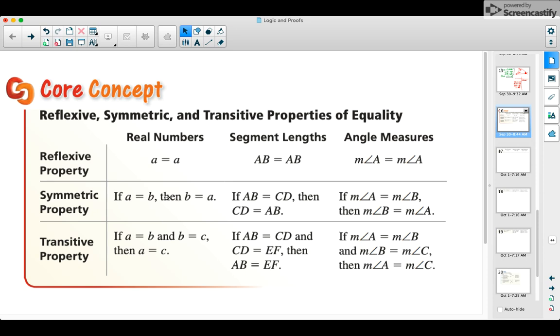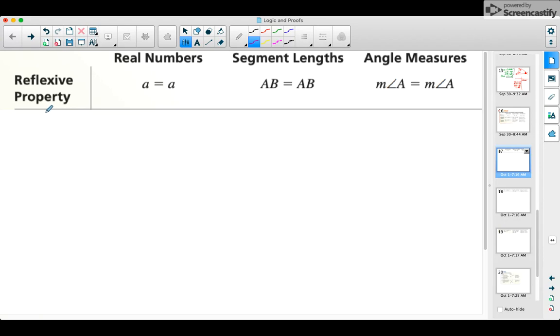All right, so today we're going to be talking about a bunch of different properties. So you'll get a sheet to help you with some of these, but these first three you're going to want to write down in your notebook. The names aren't terribly important, but they're things that will help you get names for things you already know how to do. So we're going to be talking about the reflexive property, the symmetric property, and the transitive property, and what exactly do they mean. So we'll start with the reflexive property.